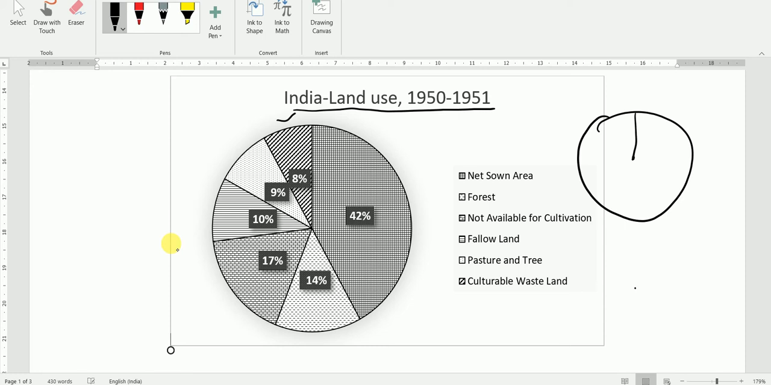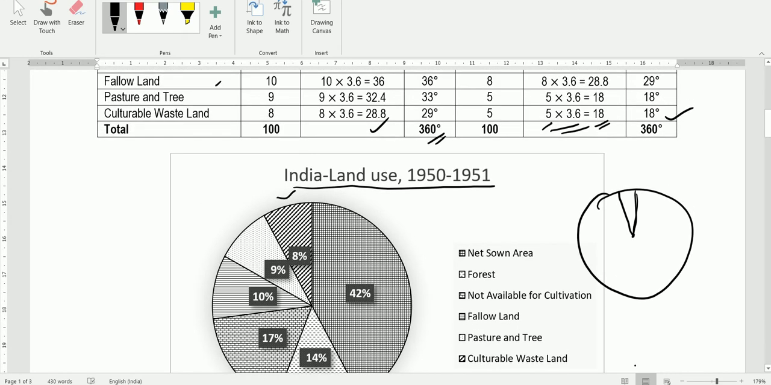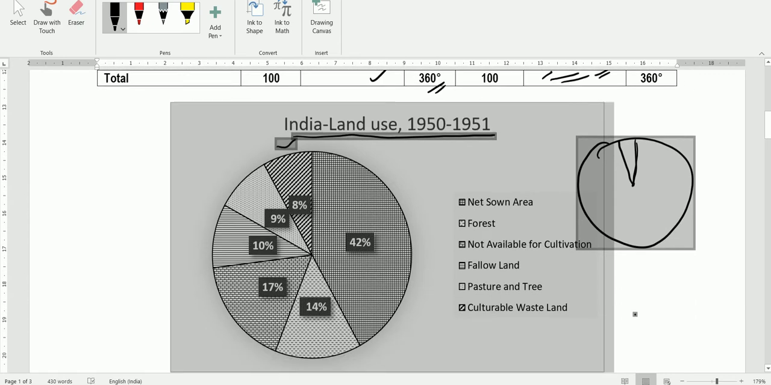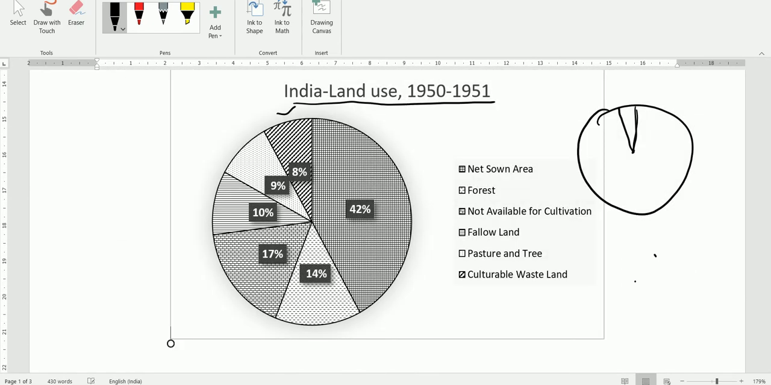Then draw a line, and from this line use a protractor and just make the angle. Okay, see here, I think 29. Cultivable wasteland we have 29 degrees. Okay, 29 degrees. See here, see the index also. Cultivable wasteland we have here, we have 29 degrees. So draw a line first, then make the angle 29 degrees and draw this line.